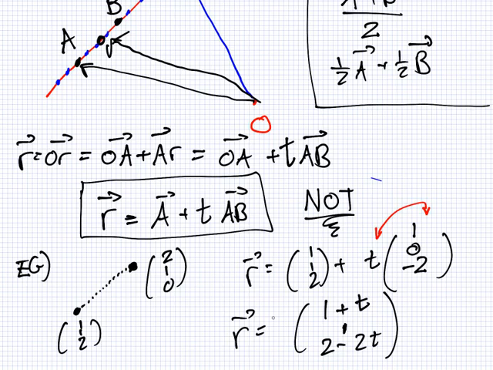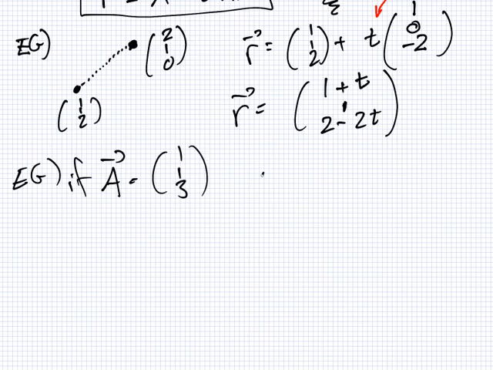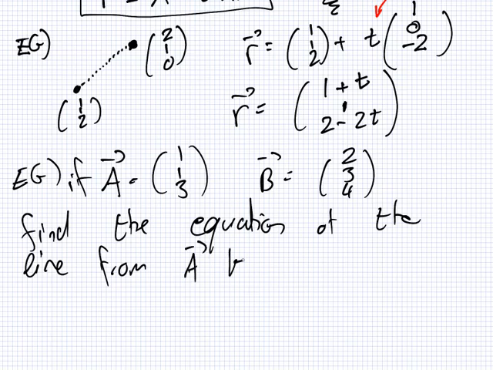Can we do an example similar to this one? Like a proper example. No, this is what you get in the exam. The question would say, if vector A equals 1, 1, 3 and vector B equals 2, 3, 4, find the equation of the line from A to B. So the formula, r equals A, 1, 1, 3, plus t AB.